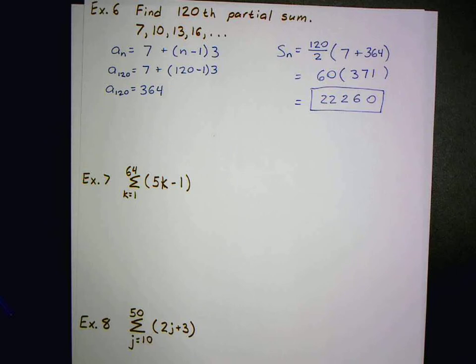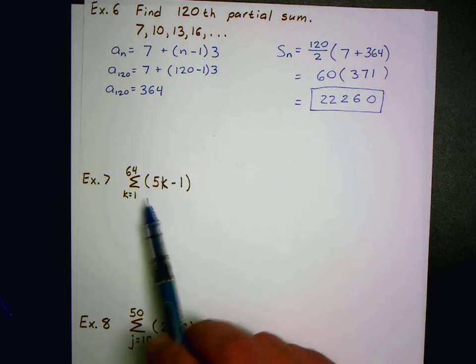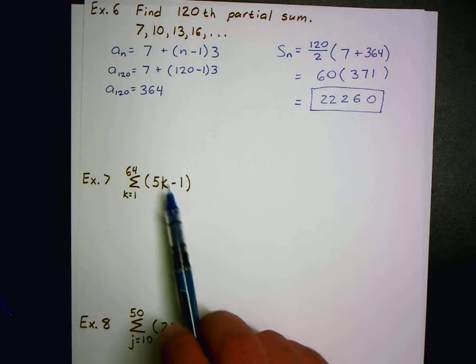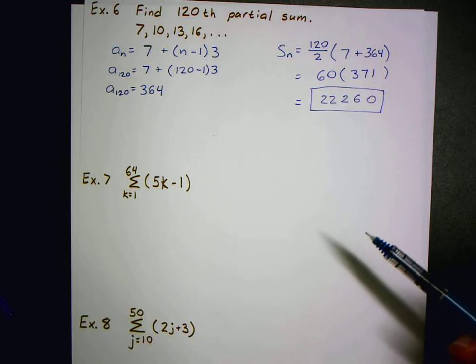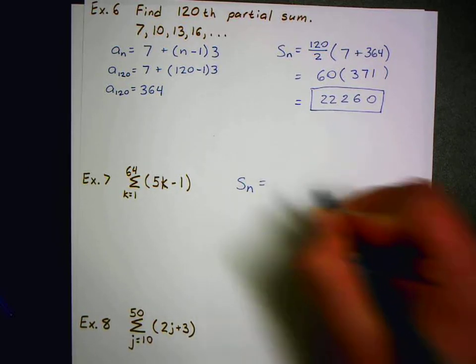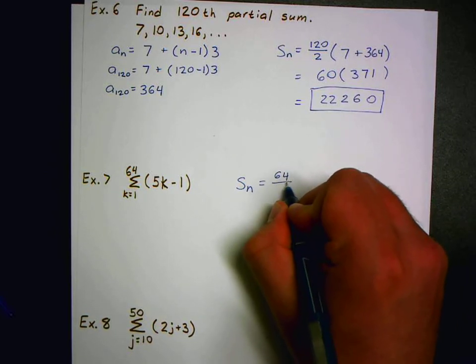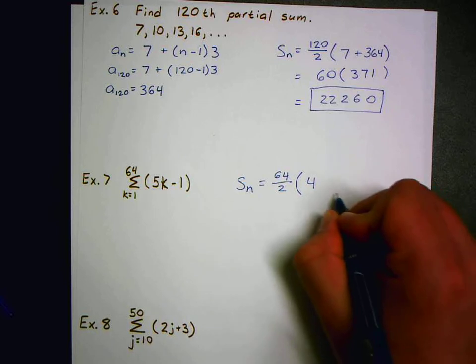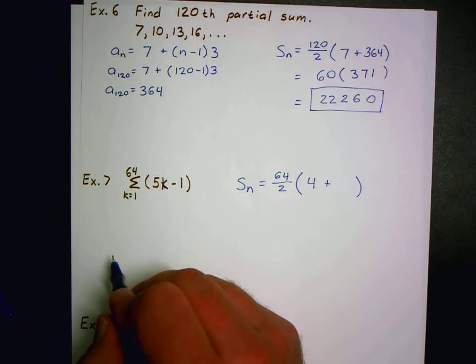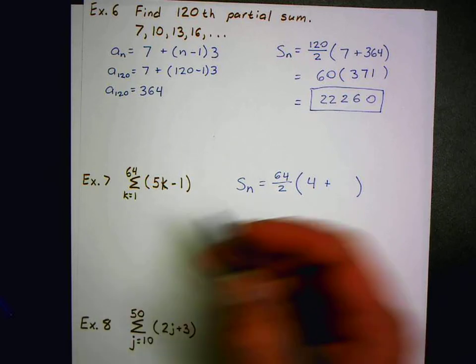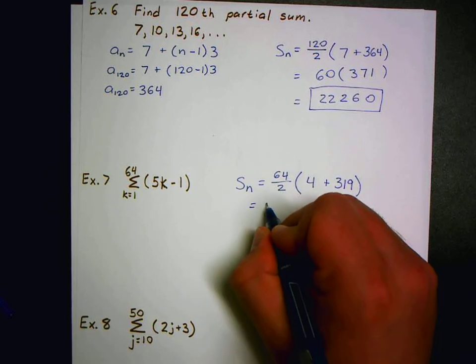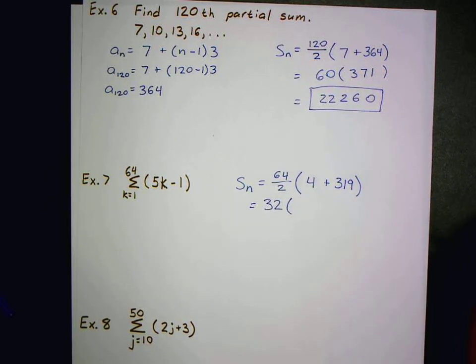All right, now they can present the same thing, but they can present it in summation notation. The way you know that it's arithmetic is, again, your equation inside here is linear. So as long as they give you a linear equation inside here, then you can use our formula that we just had. We have to calculate our first term and our last term. So our first term would be plugging in 1. So that'd be 5 minus 1, so that'd be 4. And our last term would be plugging in 64. So let's see, that'd be 320 minus 1, so 319. So 32 times 323.